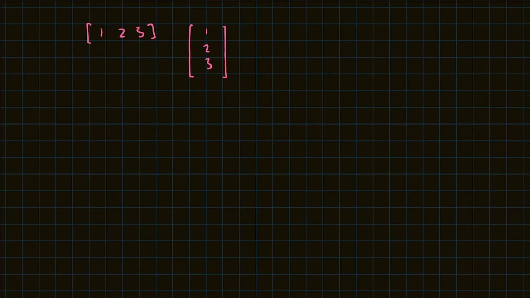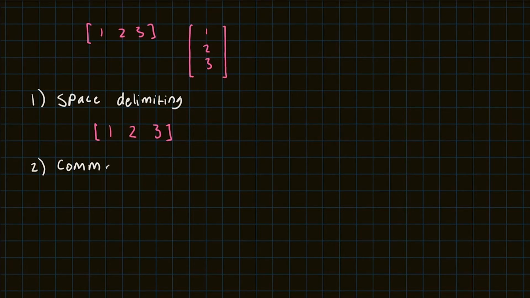In MATLAB, we can distinguish separate numbers in a vector three different ways. The first way is with space delimiting. That will look like what I have up above. That's just this. So we have spaces in between here that tell it those three values are separate values. The second way is by comma delimiting. That will look something like this.